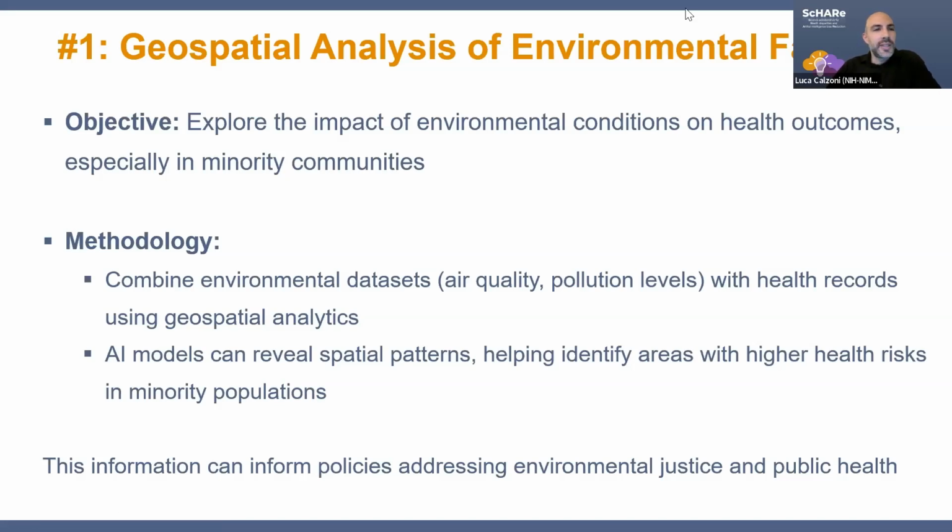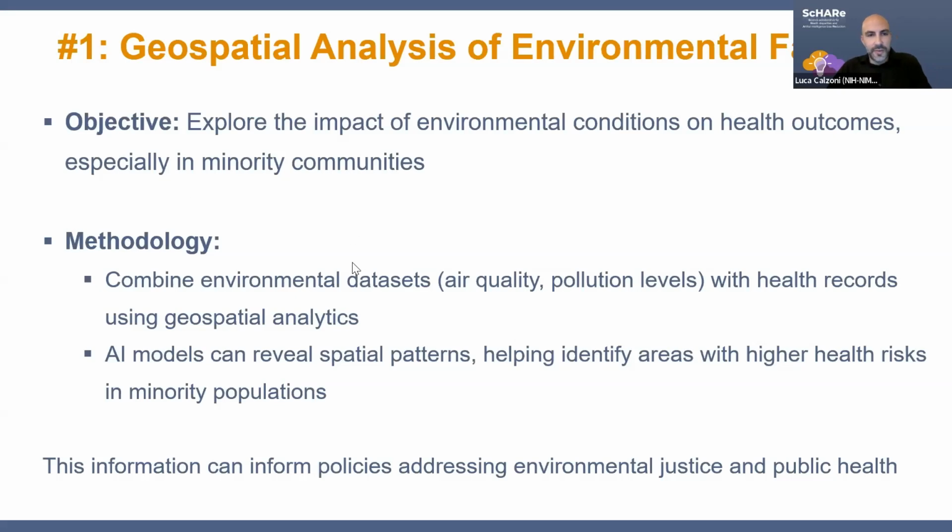And for the first study, for example, I was thinking that we could conduct a geospatial analysis of environmental factors and explore the impact of environmental conditions on health outcomes, especially in minority communities. So we would combine environmental data sets, for example, air quality data or pollution levels data, with health records using geospatial analytics and AI models that can reveal spatial patterns. So helping identify areas that have higher health risks in minority populations.